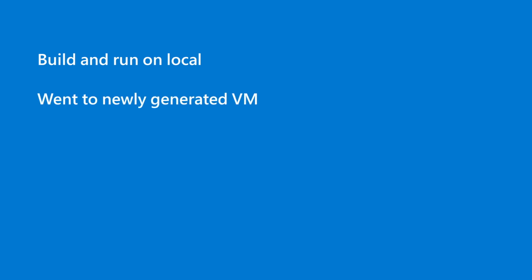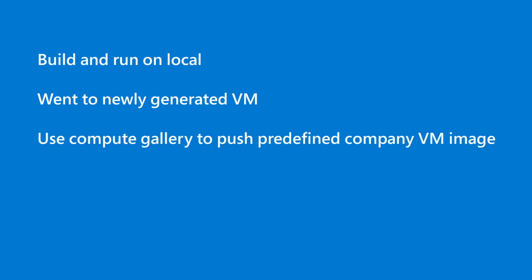So we've seen how I started from scratch, generated a new Java app, and ran it locally on my machine that doesn't have an ARM processor. I could build and run it on the local machine, and then I went to my freshly generated VM. I've used the compute gallery, pushed there the company's predefined VM image, and then I installed everything needed, like my app on site. I could have made some changes also, like connected to the PostgreSQL server we're using behind the scenes.